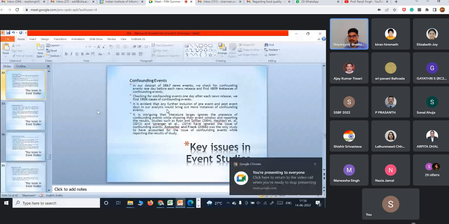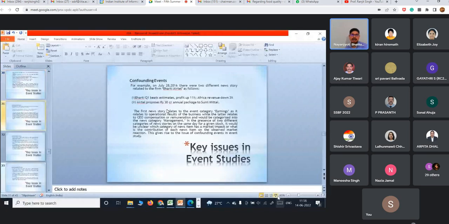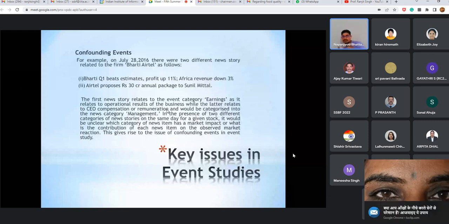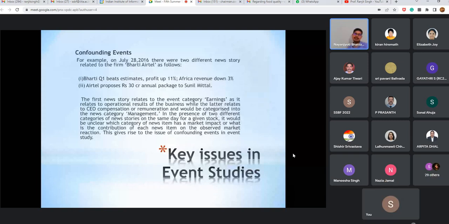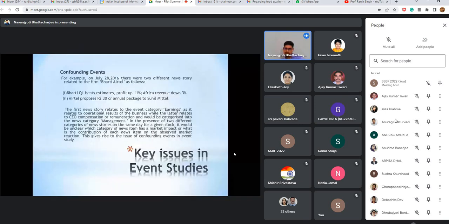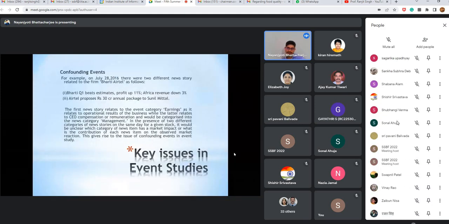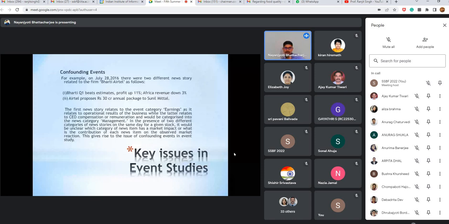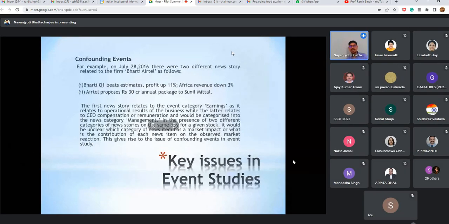We have two news flows. The first one is about the earnings numbers. Bharti Q1 beat estimates. The profit was up by 11%. The Africa revenue was up by 3%. So that was related to the earnings numbers. But on the same day, we had another news flow where the Airtel board passed an annual package of 30 crore for the CEO, Mr. Sunil Mittal. So these two types of news flows belong to two different event categories. The first is related to what we call the earnings news category, and the other is related to what we call the management news category.